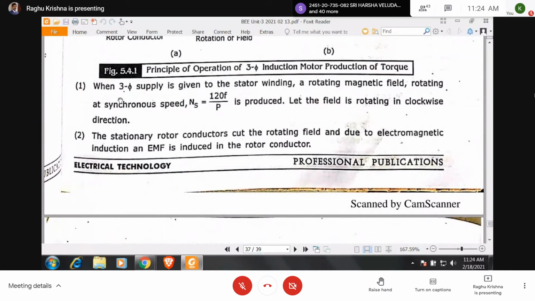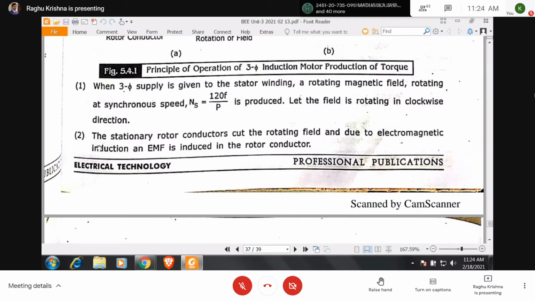So when a three-phase supply is given to stator winding, a rotating magnetic field rotating at a synchronous speed ns equal to 120 f by p is produced. So let the field be rotating in clockwise direction. Here we can change the direction of the rotation by changing the phase sequence. So instead of ABC, if you give the phase sequence as ACB, the flux will be rotating in anti-clockwise direction. The direction will depend upon the phase sequence. So let the field be rotating in clockwise direction.